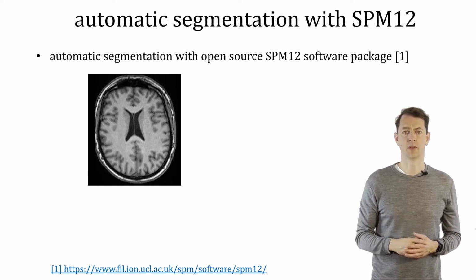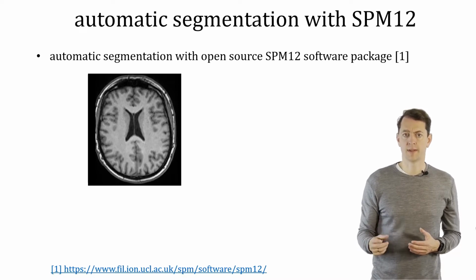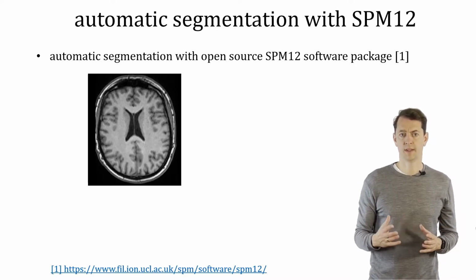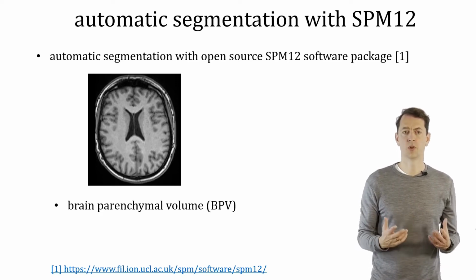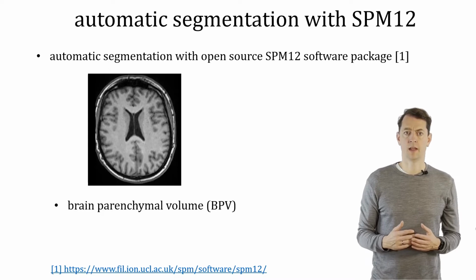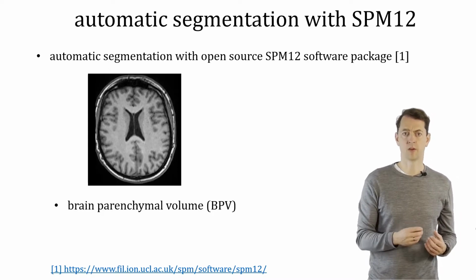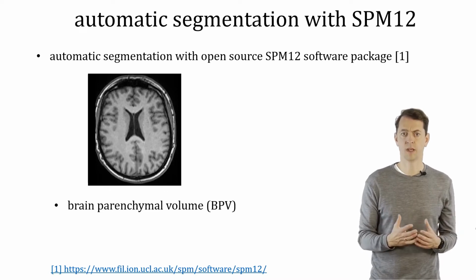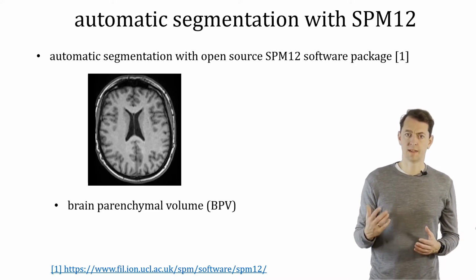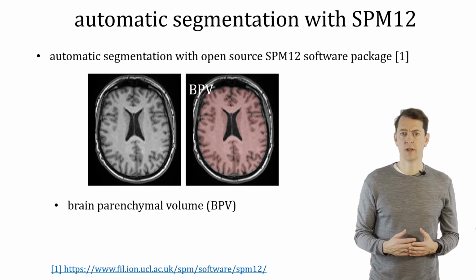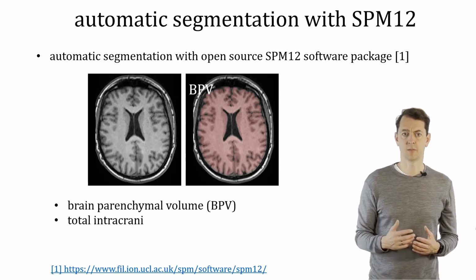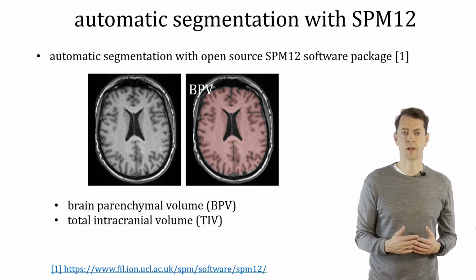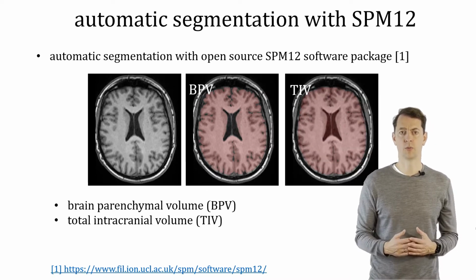So now we use the dataset to estimate the inter-scanner variability of a well-known brain segmentation software package, the CAT12 software. We use this software and segment all images in our dataset into the gray matter, the white matter and the fluid component of the brain. And from the segmentations we calculate the brain parenchyma volume, BPV, which is the sum of the gray and the white matter, as well as the total intracranial volume, TIV, which is the sum of the gray matter plus the white matter plus the fluid component of the brain.